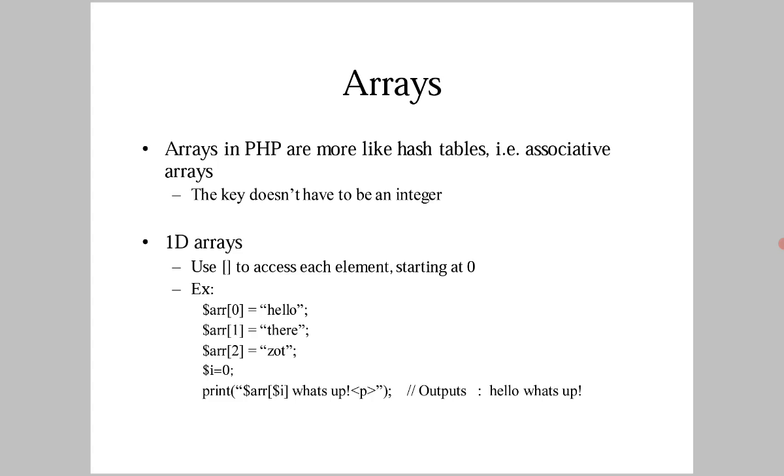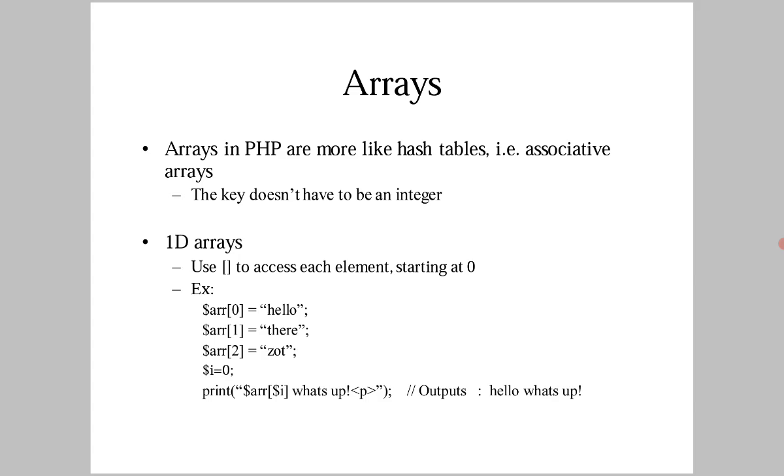Next, another important concept in PHP is arrays, which will come in unit 3. So what are arrays? Arrays in PHP are more like hash tables, that is, associative arrays. The key does not have to be an integer. Basically, arrays are of two types: one dimensional arrays and two dimensional arrays. One dimensional arrays have only one subscript, whereas two dimensional arrays have two subscripts.